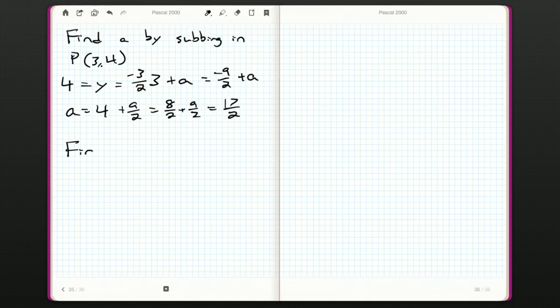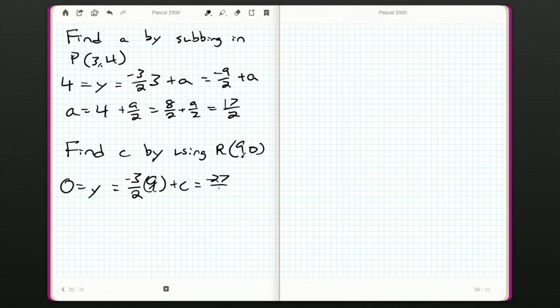And we can find C in the same way. We know R is at 9, 0. So the y-coordinate is 0, but what do we think the y-coordinate should be in terms of the x-coordinate? -3/2 times 9 plus C. So -27 over 2 plus C. So C is going to be 27 over 2. Okay.